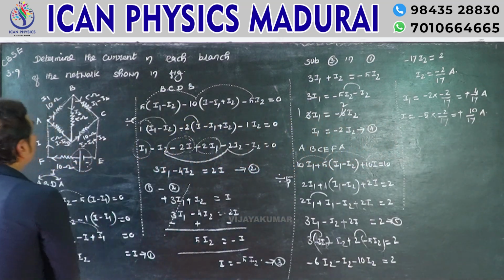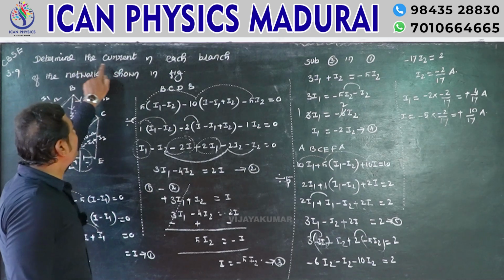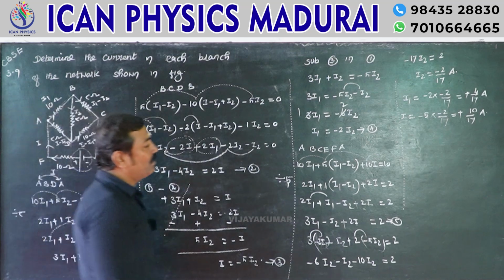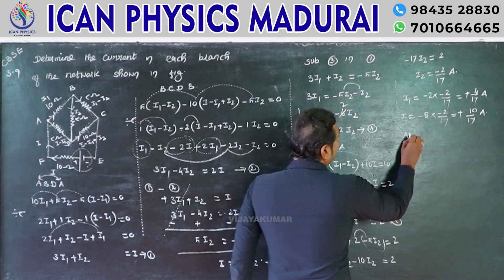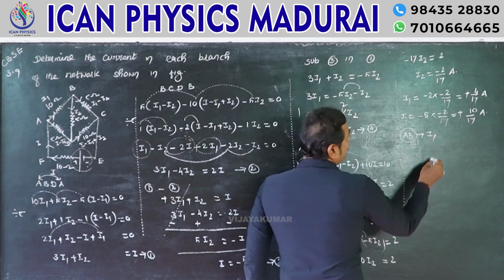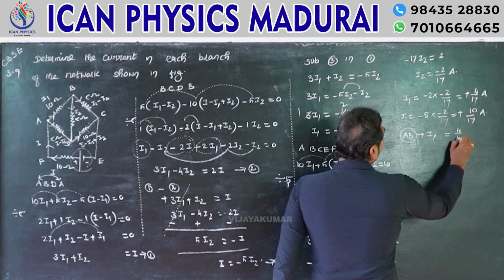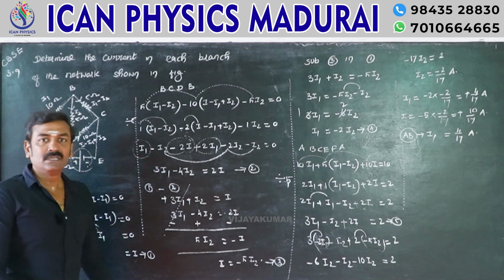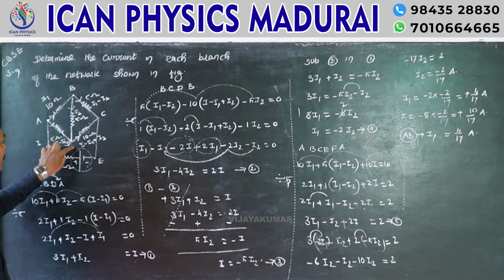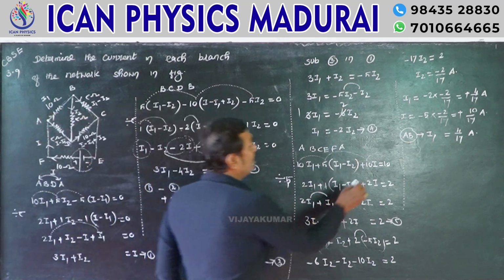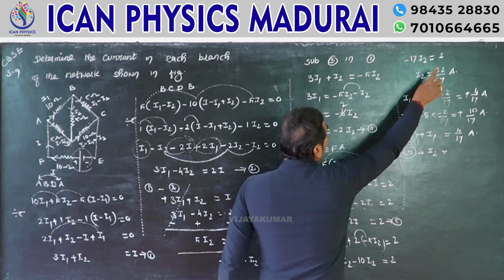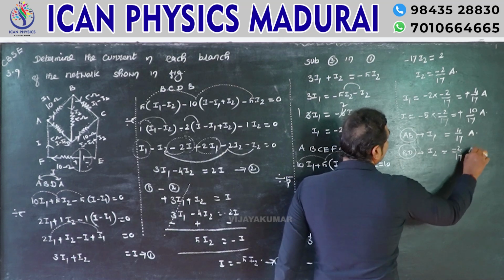Okay. But what is the question? Calculate the current or determine the current in each branch. So in the branch AB, what is the value of current? I1. So in the arm AB, the current that flows is I1, that is equal to 4 by 17 ampere. Do you get it now? Do you have any doubts? No doubts. Now B to D, I2 is the current. So in the arm B to D, I2 is the current. Now what is the value of I2? Minus 2 by 17.